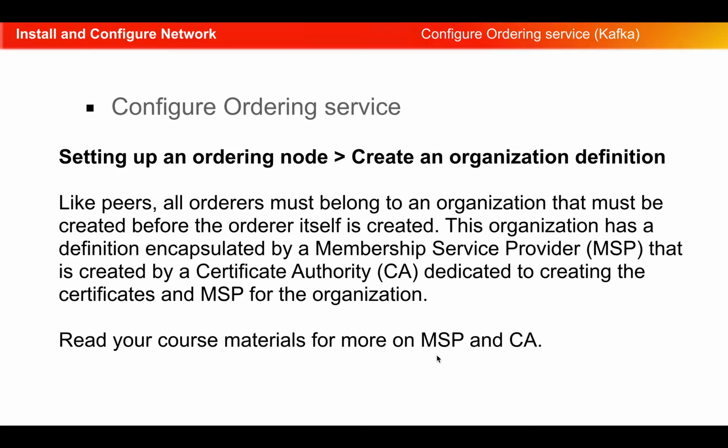If you recall from the previous section, while explaining the network formation, I explained that the orderer node should be part of a particular organization, and that organization will be facilitated by a certification authority. That certification authority will be responsible for providing certificates for the orderer. That is where the CA and MSP come into the picture. If you want to refresh your memory, please go back and revisit those lectures and come back and continue.